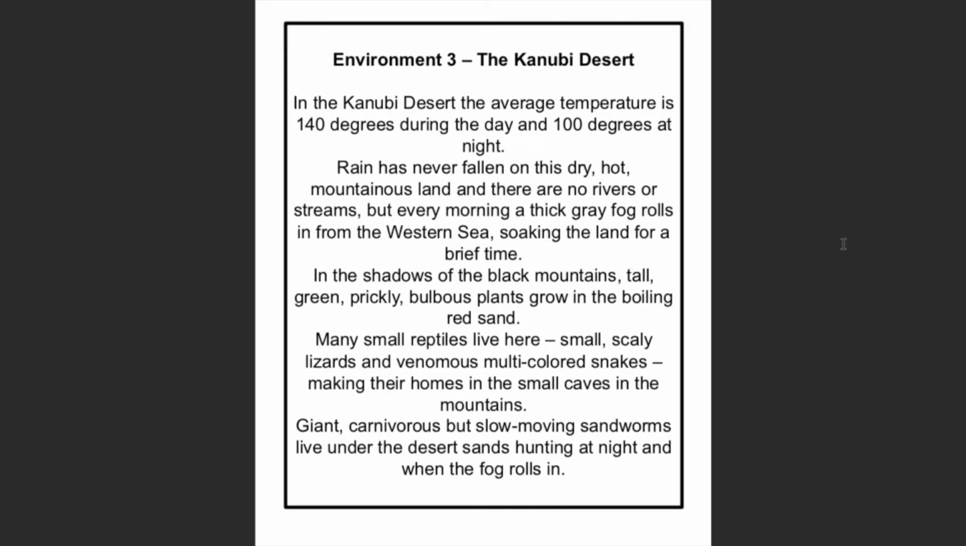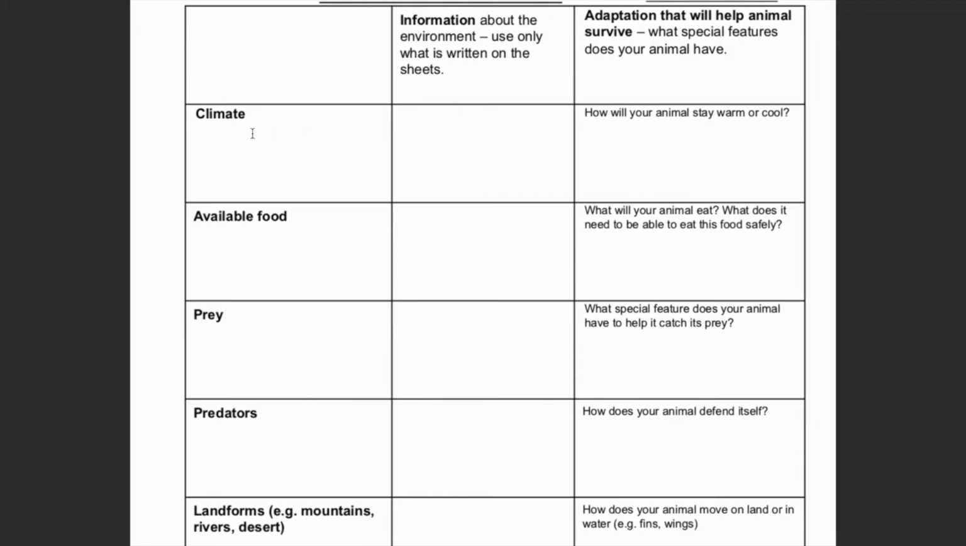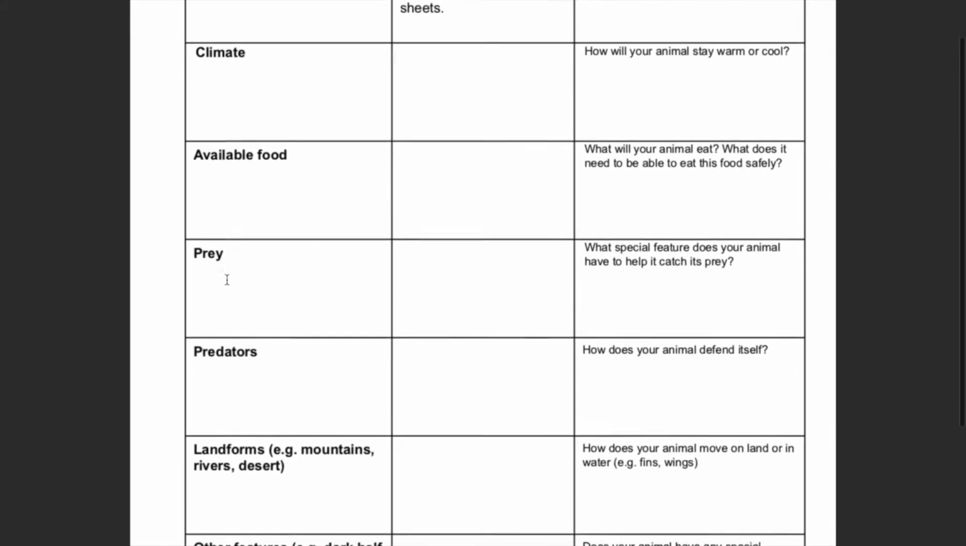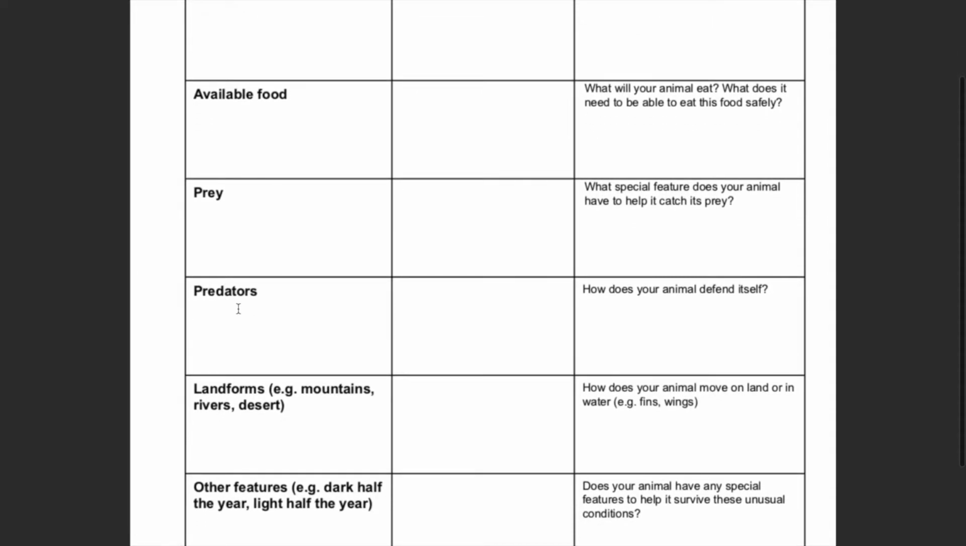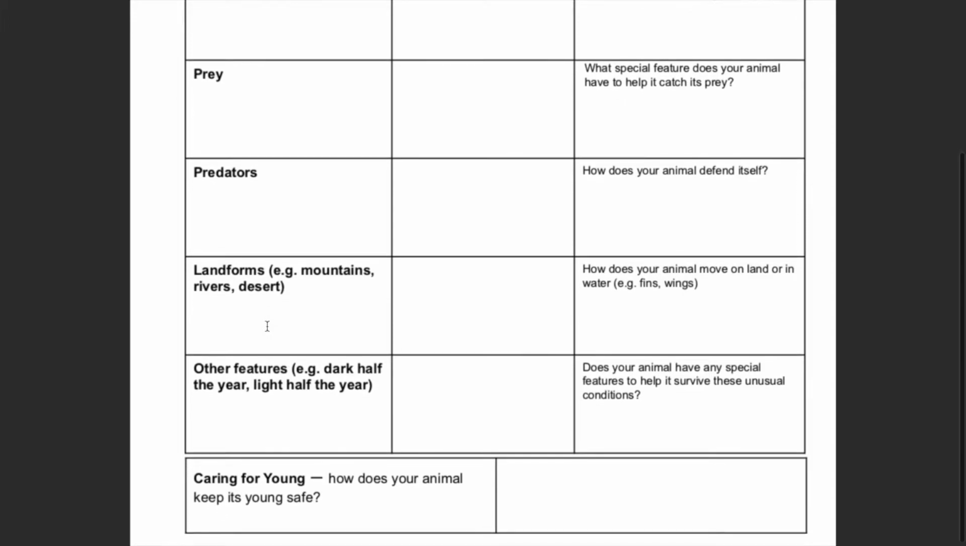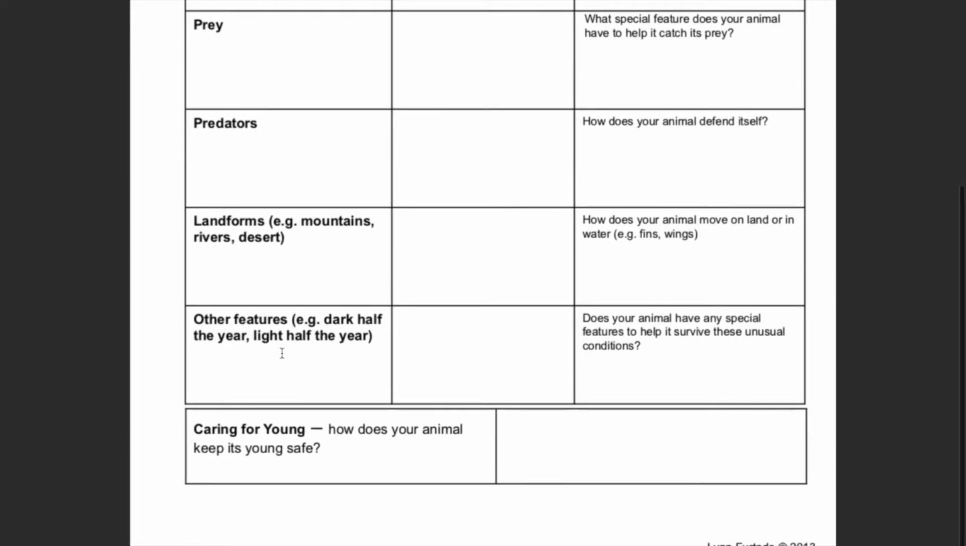Before we read the description of the Canoe Desert, let's look at what information we will need in order to create our adaptations. We will need to know the climate the animal lives in, its available food, our animal's prey, what its predators might be, what landforms, like mountains, rivers, or deserts, are in the climate, and any interesting features of the climate. After we have all of this information, we will also need to choose how our organism is going to care for its young.